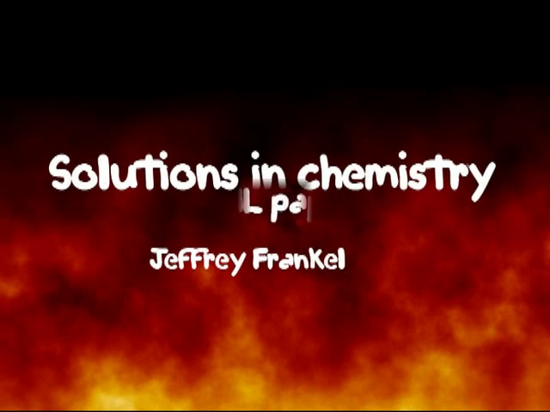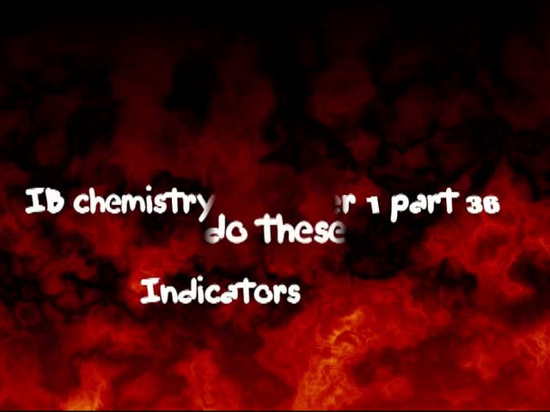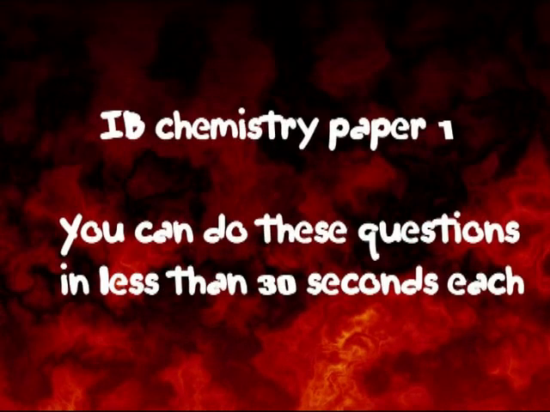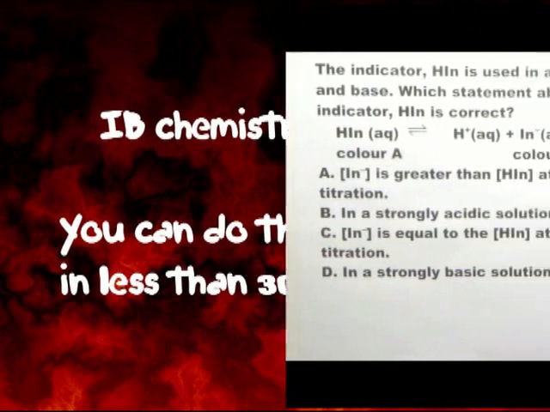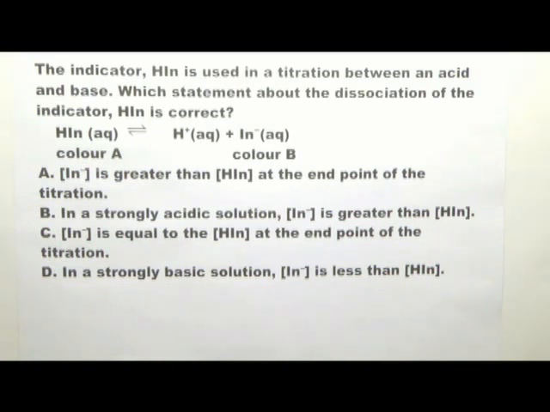Today I'm going to talk about indicators in IB Chemistry HL Paper 1. These are techniques to help you deal with these questions fast and correctly. Many students have a problem with this question and questions of this nature, and the reason may be simply because they don't spend enough time trying to understand what an indicator is.